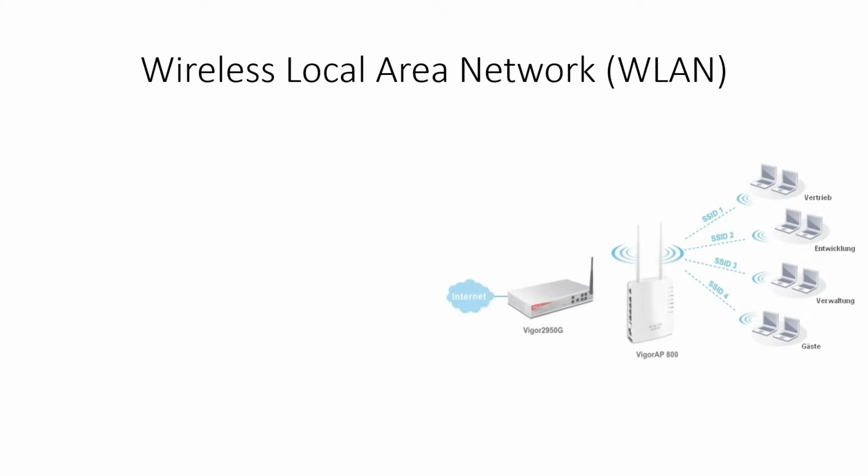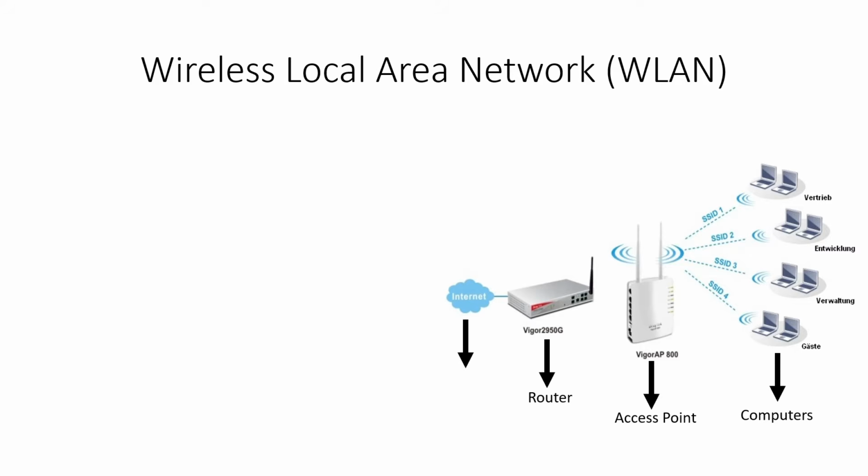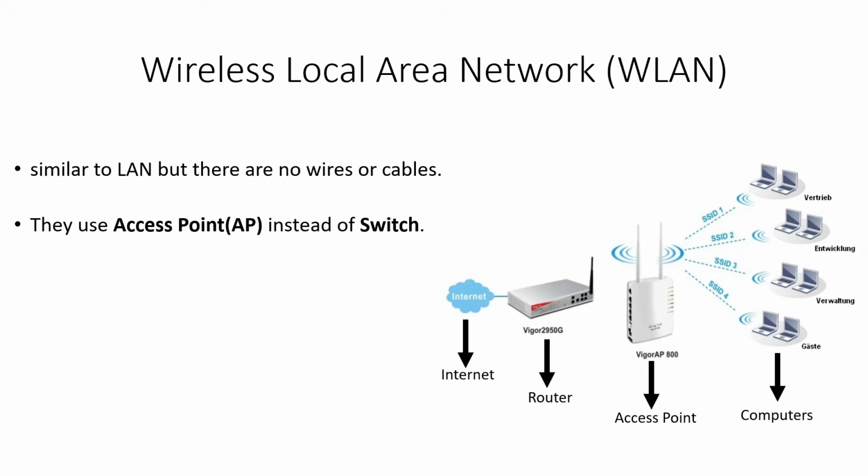Wireless local area network. It's the same thing as LAN, but wireless. Similar to LAN, but there's no cables. They use an access point, AP, instead of a switch. Devices that are used are the computer, access point, router, and ISP.